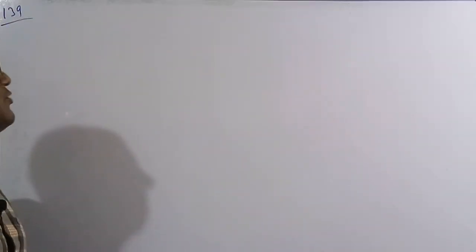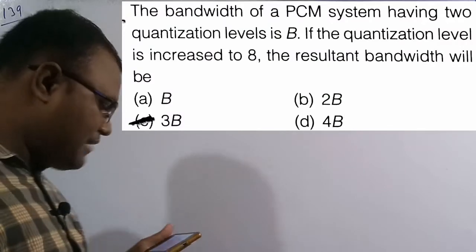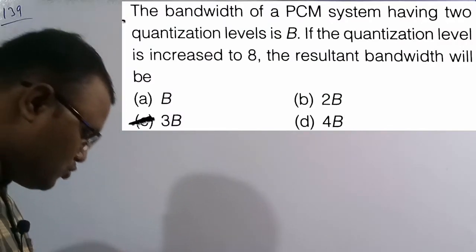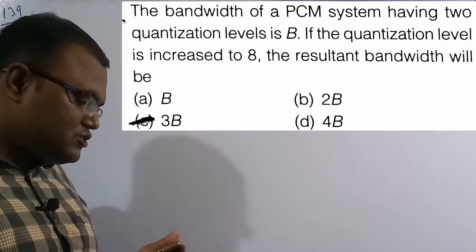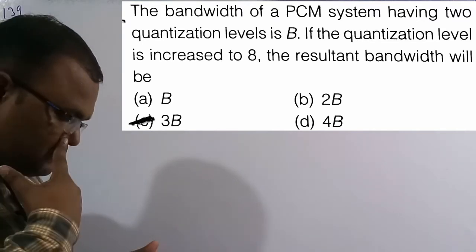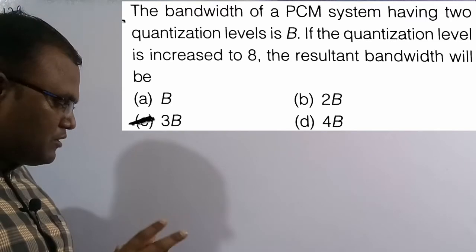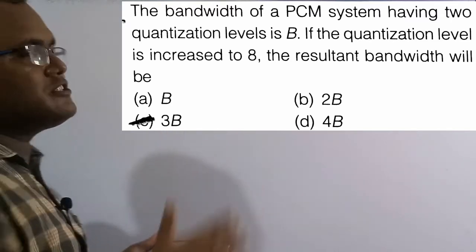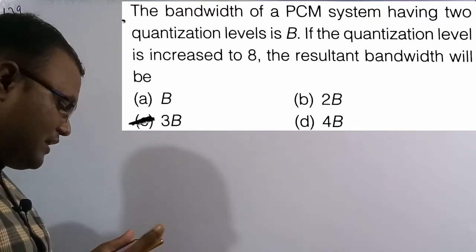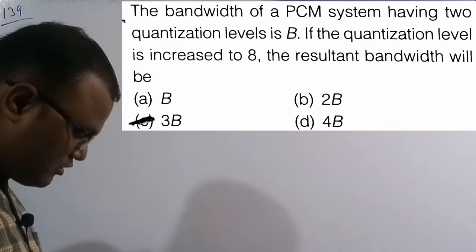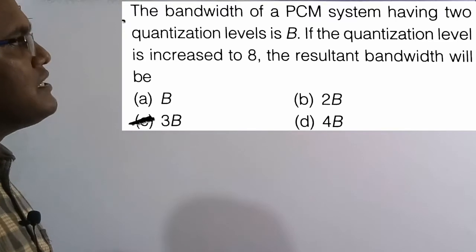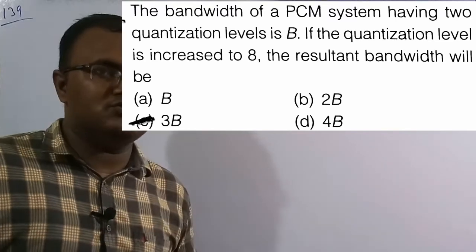So now we are going to solve the 139 question. See the question here. The bandwidth of a PCM system having 2 quantization levels is B. If the quantization levels are increased to 8, the resultant bandwidth will be. So in this question here, if the number of levels is 2, then the bandwidth is B. Then if the number of levels is 8, then what is the bandwidth they are going to ask here. So what are the 4 options? Option C, 3B is the correct solution of this question. So let's solve this numerical.